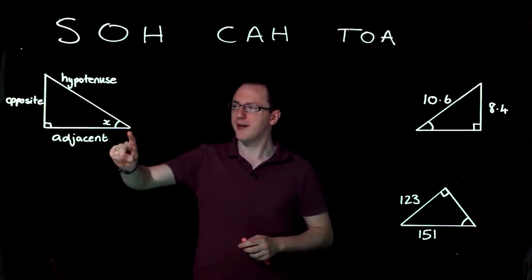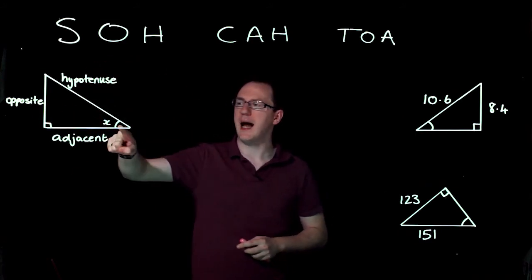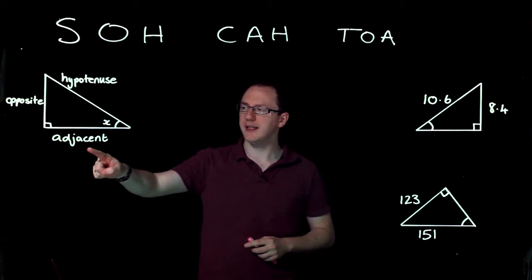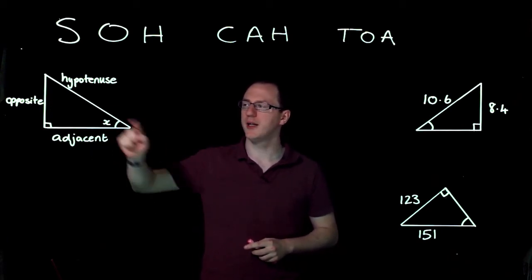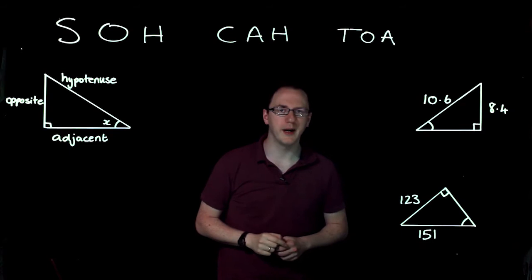The sides are here, the opposite is opposite the angle that we're talking about, the adjacent is beside the angle we talk about, and the hypotenuse is always opposite the right angle.